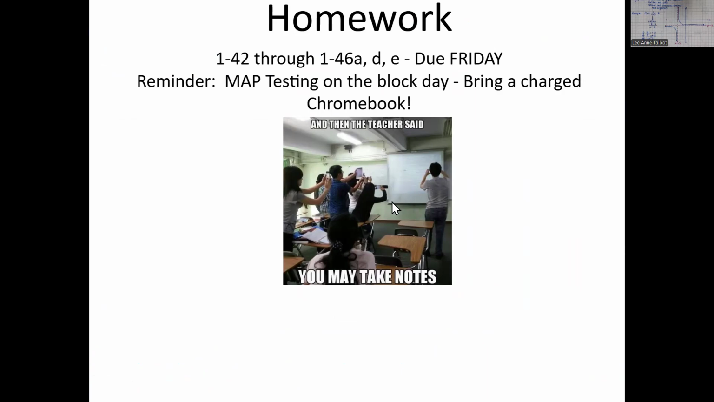Okay. Now notice this homework. The homework is 142 to 146. You only have to do A, B, and E on 146. But this homework is due Friday because we have math testing tomorrow. So you need to bring a charged Chromebook to class, complete your math testing. But the homework, guys, the homework is not due until Friday.